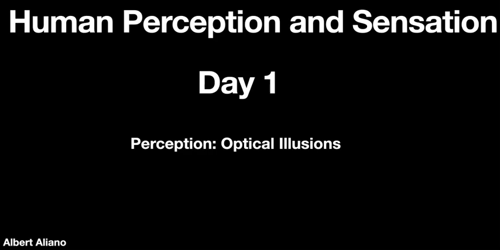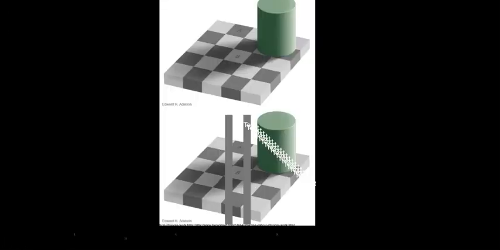Alright, class. Today we're going to begin our lesson on sensation and perception. Let's start with some fun optical illusions. The first one is called checker shadows. Look at the checkered spot A and B on the top image. Does one look darker than the other?